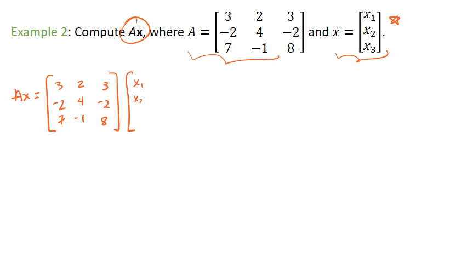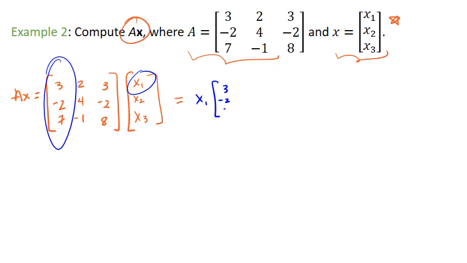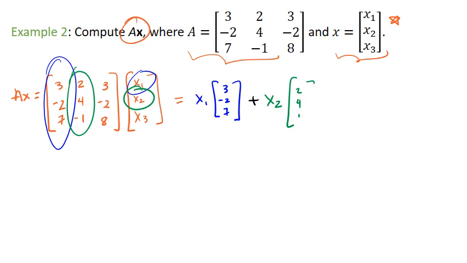So X1, X2, X3. Well, as shown in our previous examples, what we want to do is take this column times this entry and rewrite that. So X1 times 3, negative 2, 7. Then we're going to add that to this column in this entry. So that should be a negative 1. And then finally we are going to add that to this column times this entry.